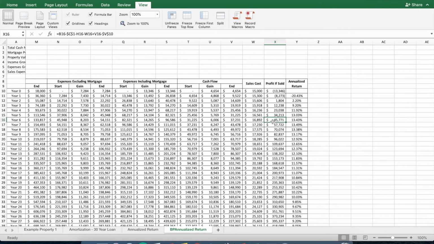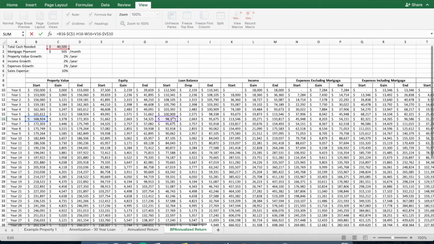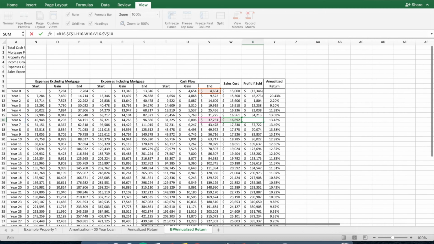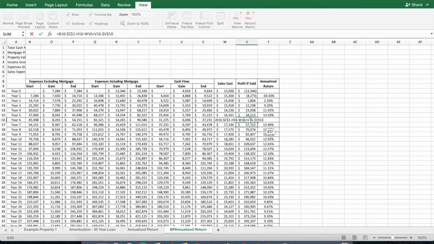The biggest issue, in my opinion, with this calculation is that you're switching up the time frame. The profit if sold should be a snapshot of the financials based off of one given point in time. However, they're not. Some of the calculations take into account the values at the start of a year, while other parts of the calculation take into account values at the end of the year.